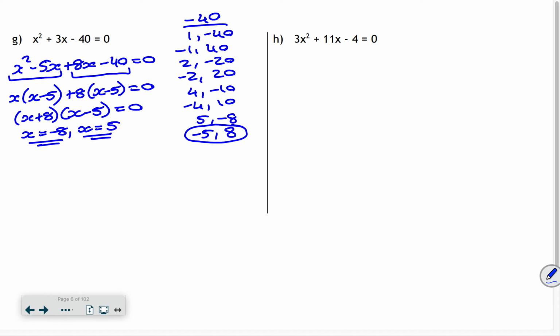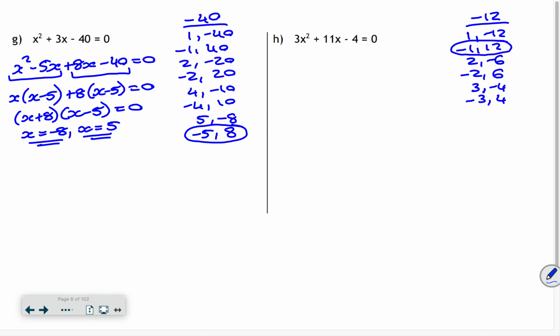Next one, we have 3x squared plus 11x minus 4. So 3 times minus 4 is minus 12. So that would give me 1 and minus 12, minus 1 and 12, 2 and minus 6, minus 2 and 6, 3 and minus 4, minus 3 and 4. So the combination that works to give us 11 will be minus 1 and 12.